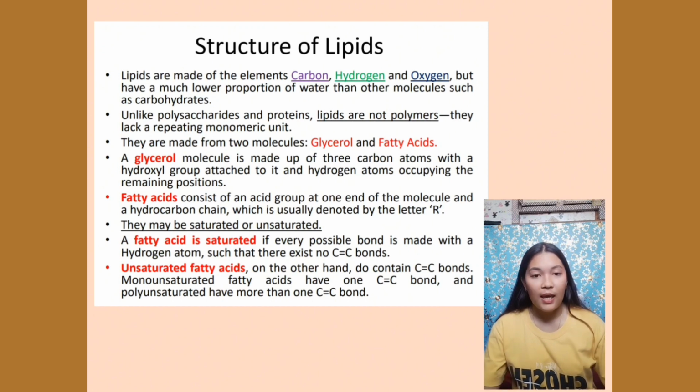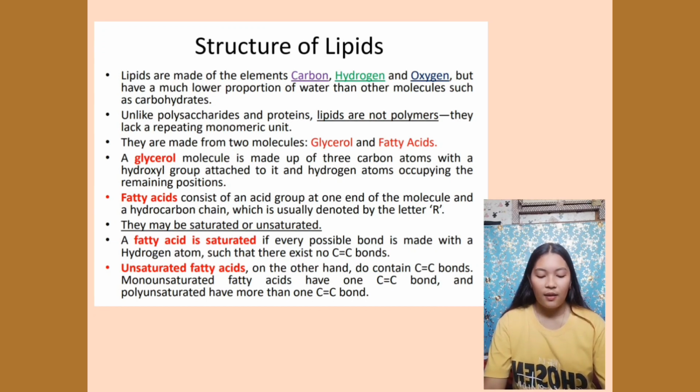A fatty acid is saturated if every possible bond is made with a hydrogen atom, such that there is no double bond between two carbons. Unsaturated fatty acids do contain a double bond between two carbons. Monounsaturated fatty acids have one double bond between two carbons, and polyunsaturated have more than one double bond between two carbon atoms.